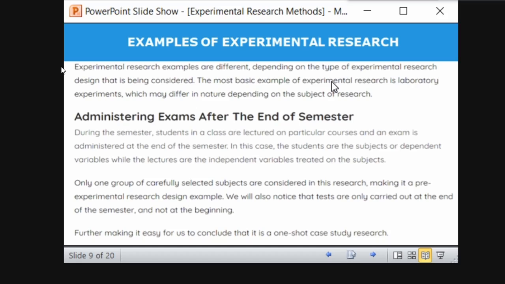So here students are the dependent variable, and the lecture, not the lecturer, not me, is the independent variable. Lecture means the class, the subject which is delivered through the lecture method.